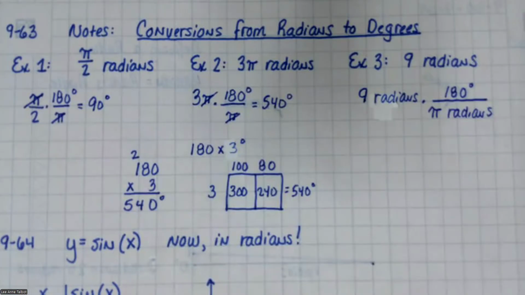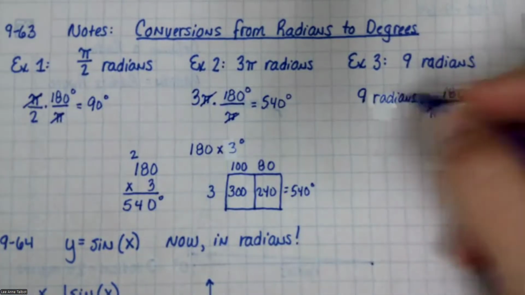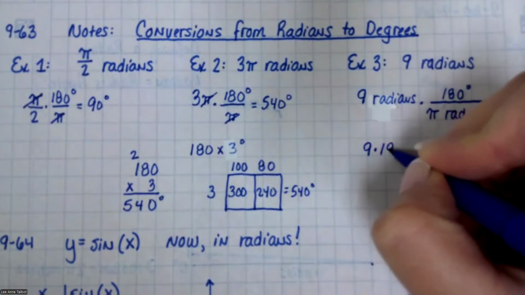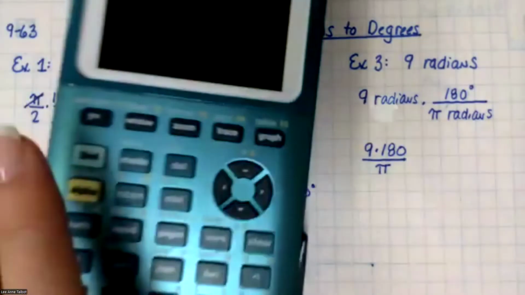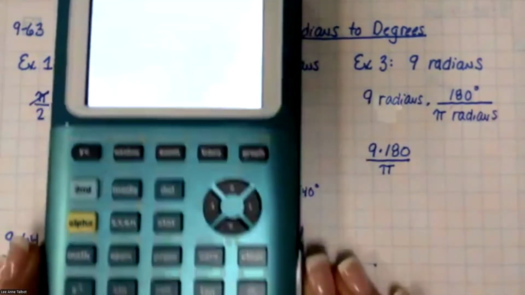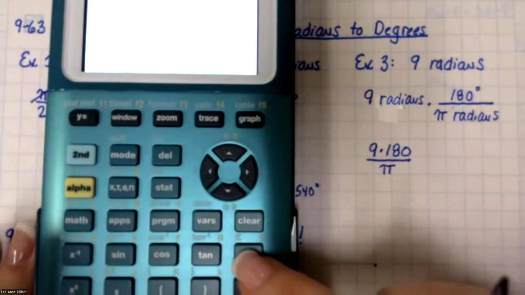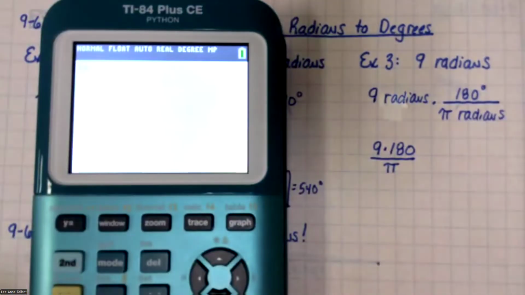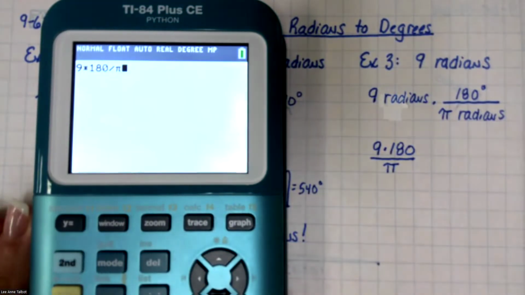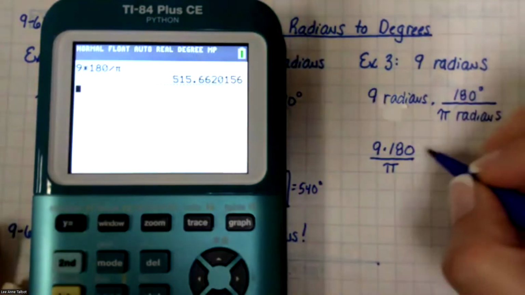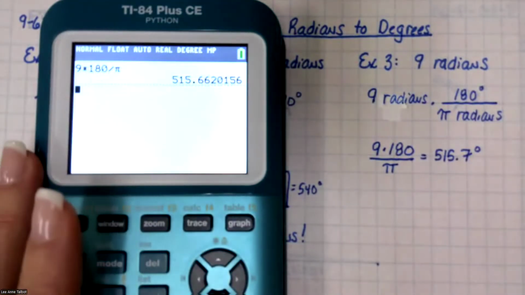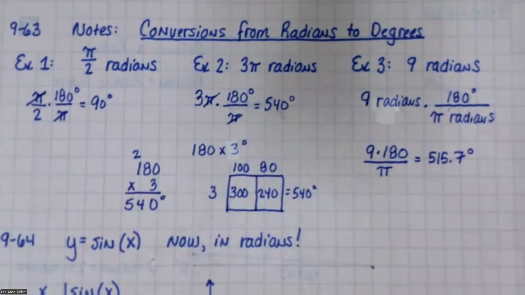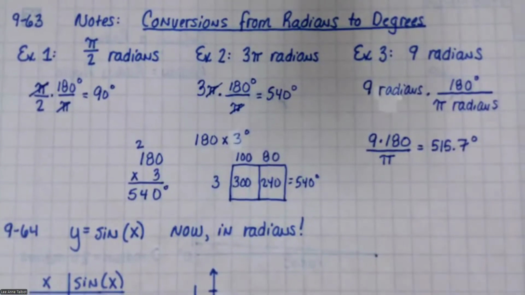Okay. For this one, you would do 9 times 180 over pi on the calculator. The pi button on this calculator is located right above the exponent over here. So you go 9 times 180 divided by pi. And it's about 515.7 degrees. Can degrees be decimals? Absolutely.